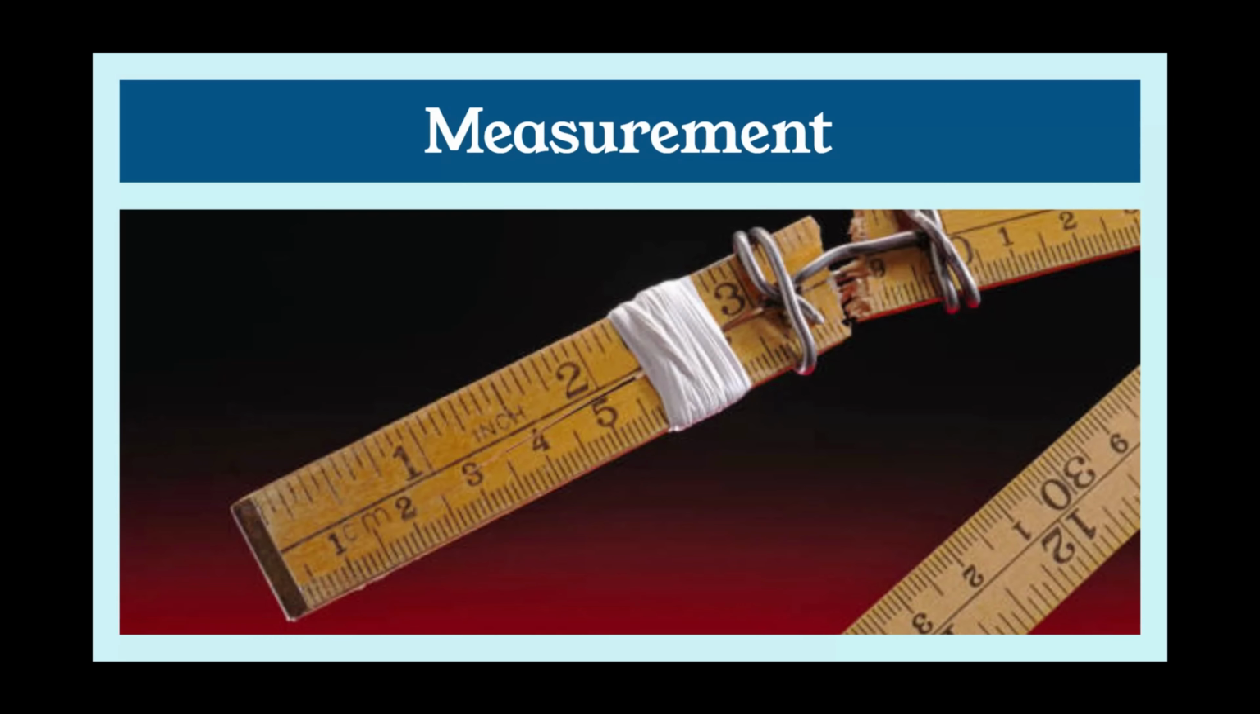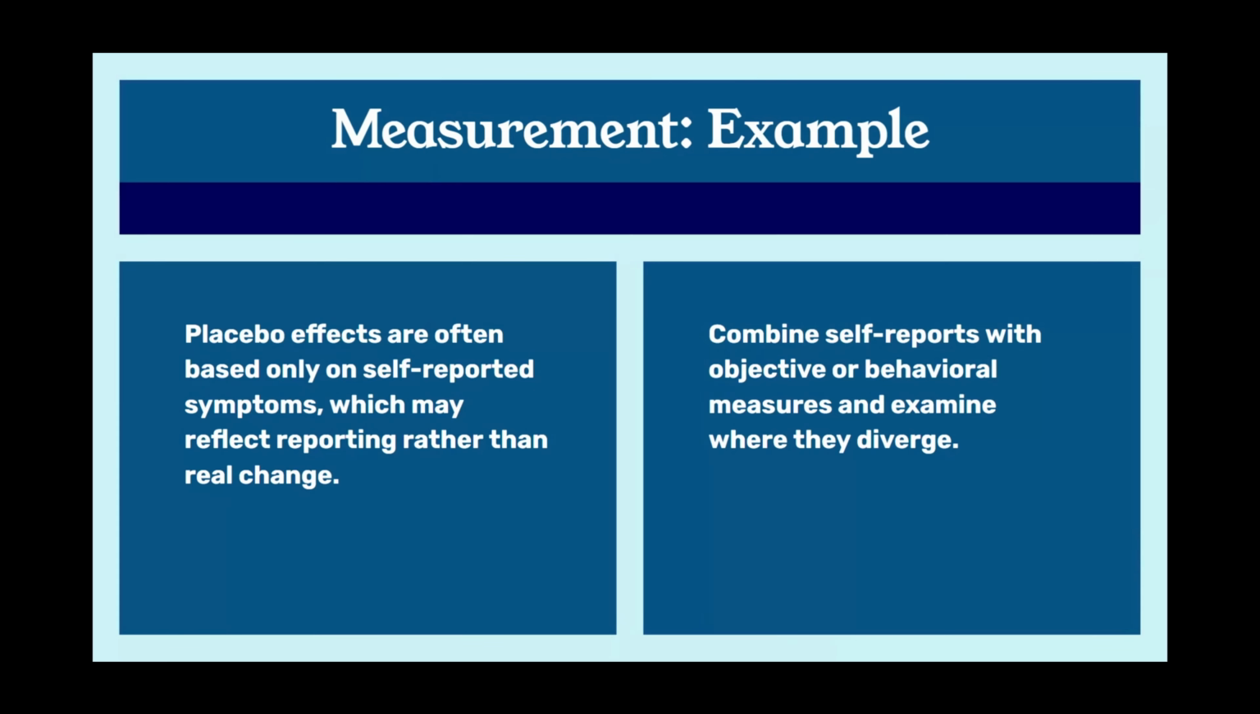It happens when a concept is noisy and inaccurate, or endogenous, meaning it's influenced by the system itself. So an example of this would be a researcher using number of patents to measure a country's innovation. You could argue that this is a measurement gap because many innovations are never patented, making the data a noisy proxy for true creativity. In our case, placebo effects are often based only on self-reported symptoms, which may reflect reporting rather than real change. The way to fill this gap would be to combine self-reports with objective or behavioral measures and examine where they diverge.